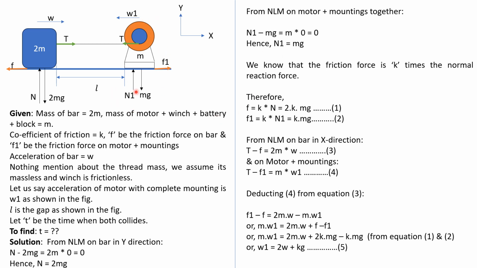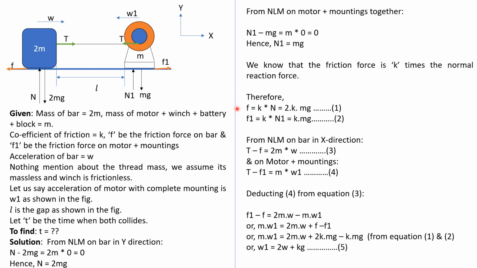Two forces are acting in the y direction. One is N1, the normal reaction force by the ground on this entire assembly, and one is its weight, which is acting downwards. So N1 is acting upwards, so we have taken it positive, and weight is acting downwards, so it is coming with a negative sign. There is no acceleration in this direction, so this will be equal to 0. So N1 is equal to mg.